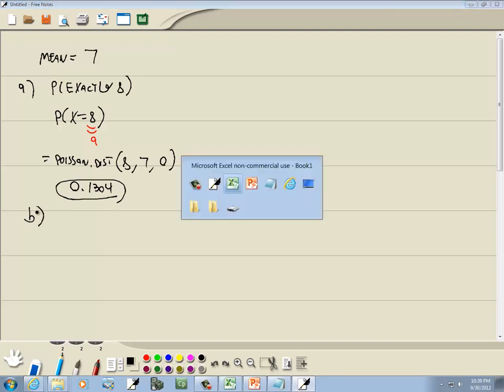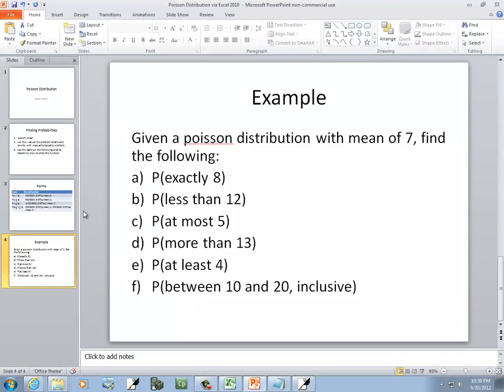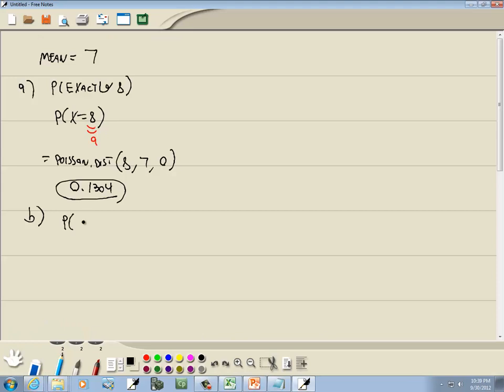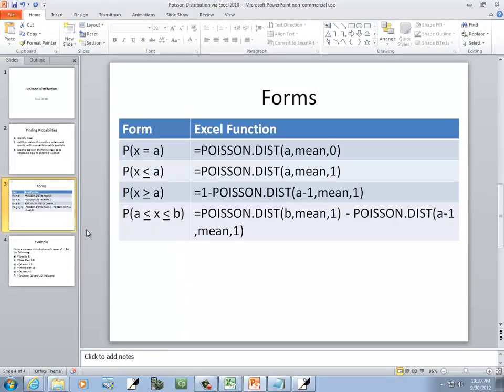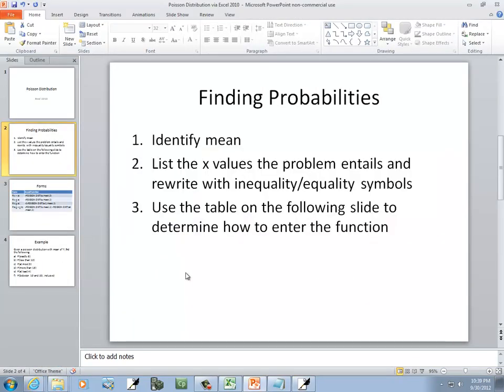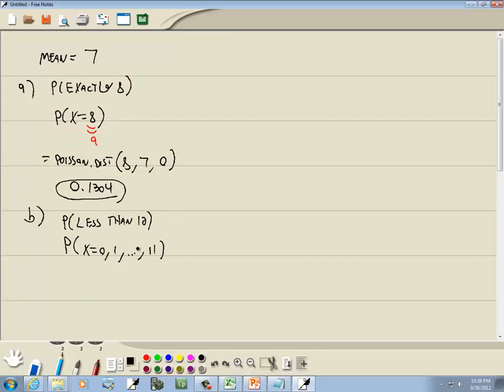Now B. B says less than 12. Well, let's write down what that means, x value wise. Means 0, 1, all the way up to less than 12 doesn't include 12, so it goes to 11. Well, our second step here says rewrite with inequality symbols. That's the same as saying x is less than or equal to 11. Now 11 is going to be our A.